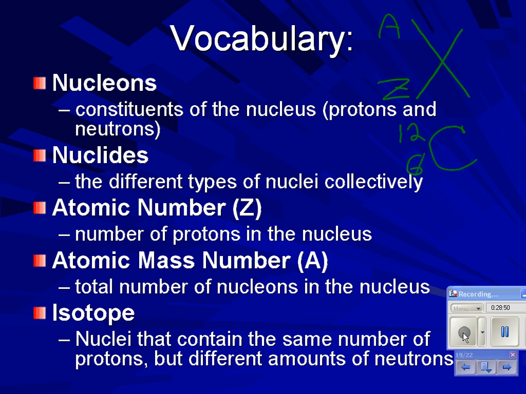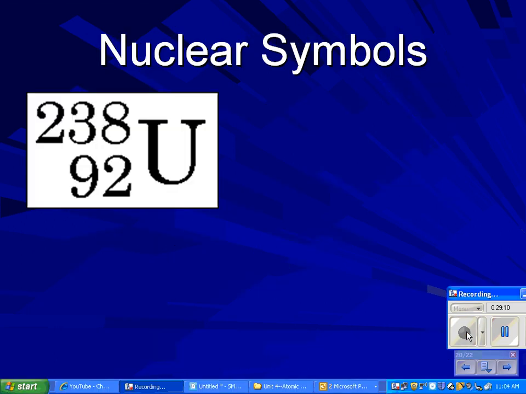A lot of times you can even omit the Z number, because just by writing carbon, I know it has 6 protons. So I could call it carbon-12, or I could call it a different isotope of carbon, carbon-14. Those are still both carbon. They still have 6 protons. They have differing numbers of neutrons.